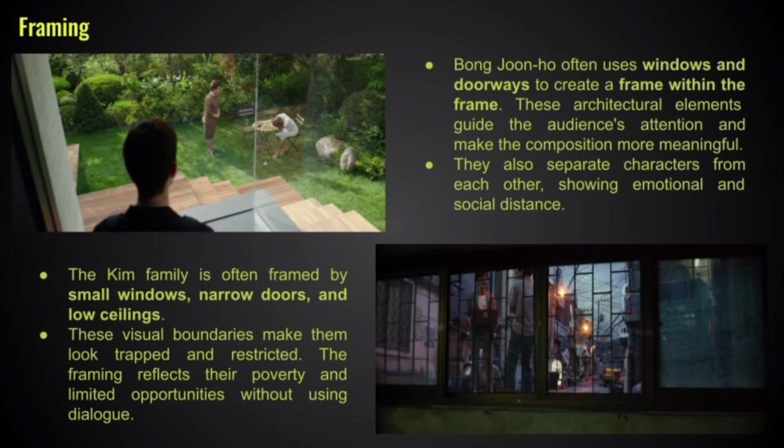Now let's look at framing, an important part of cinematography. Bong Joon-ho often uses windows and doorways to create a frame within a frame. This draws our attention to the characters and also shows the emotional and social distance between them. The Kim family is often shown through small windows, narrow doors, and low ceilings. These visual boundaries make them look trapped and reflect their poverty and limited opportunity. Through framing, the film tells the story visually without needing dialogue.